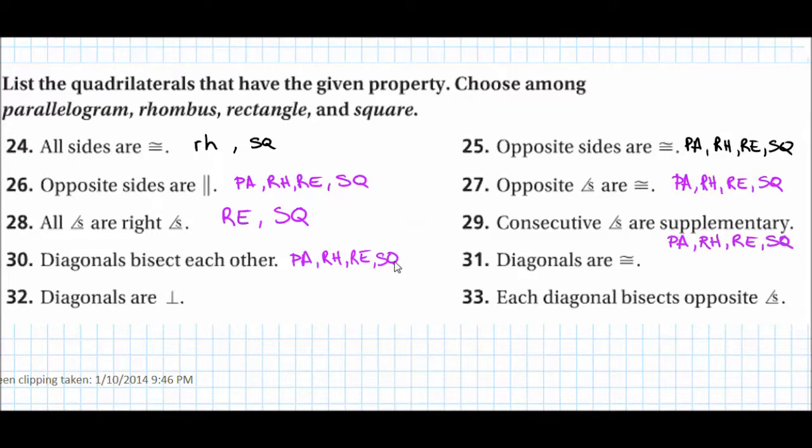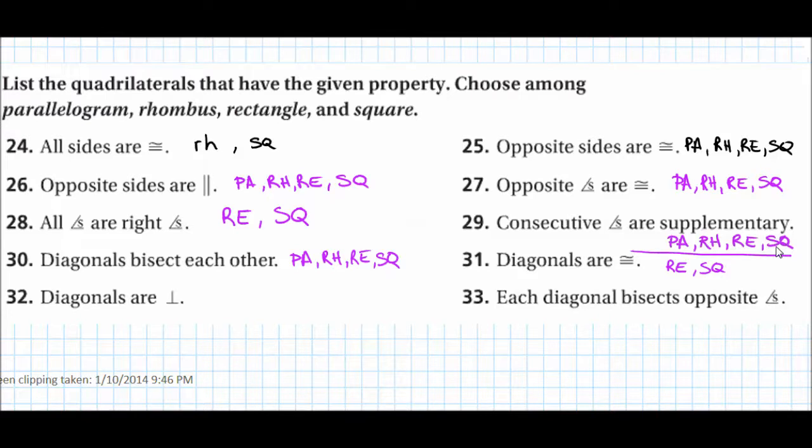31. Diagonals are congruent. Okay. The diagonals are congruent. That only happens on rectangles and squares. Diagonals are congruent. Okay. Number 32.